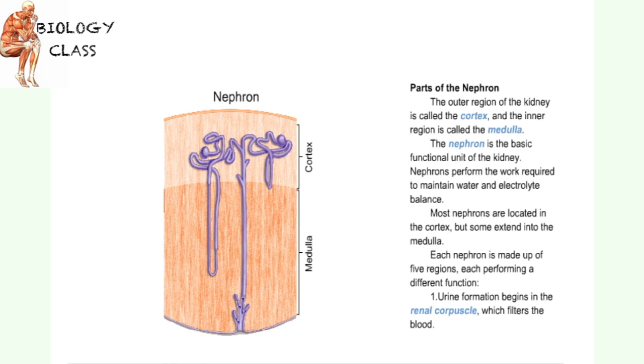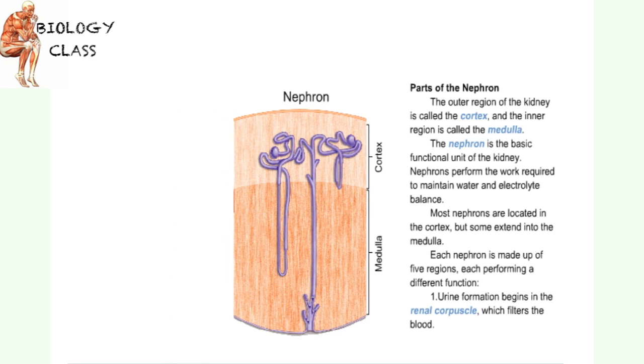Nephrons perform the work required to maintain water and electrolyte balance. Most nephrons are located in the cortex, but some extend into the medulla. Each nephron is made up of 5 regions, each performing a different function. 1. Urine formation begins in the renal corpuscle, which filters the blood.